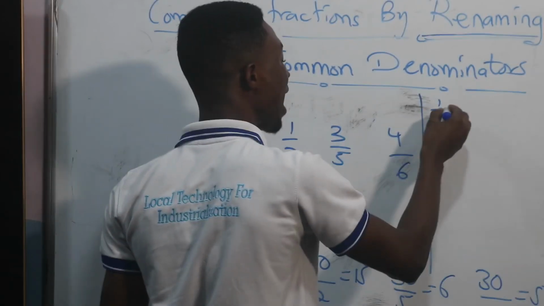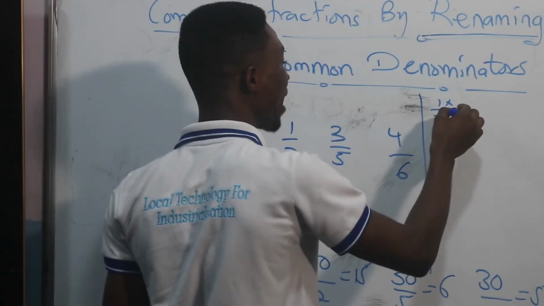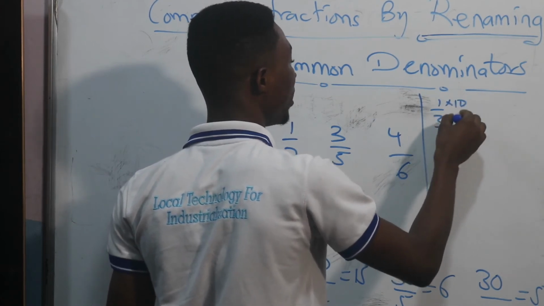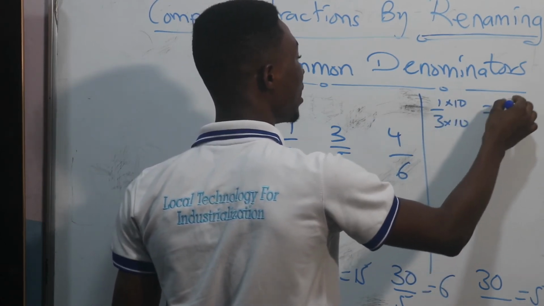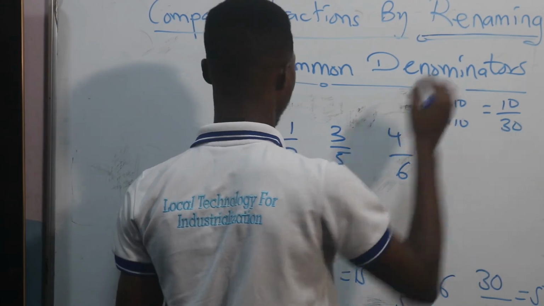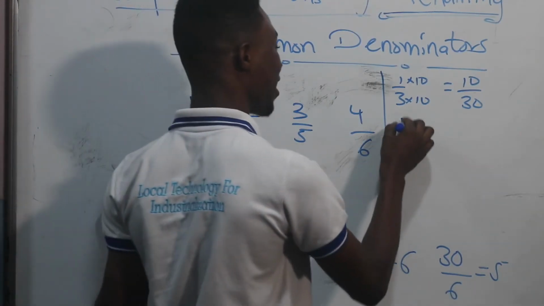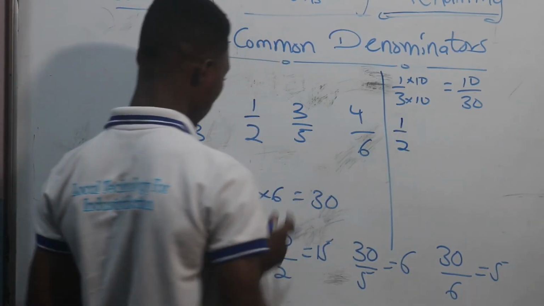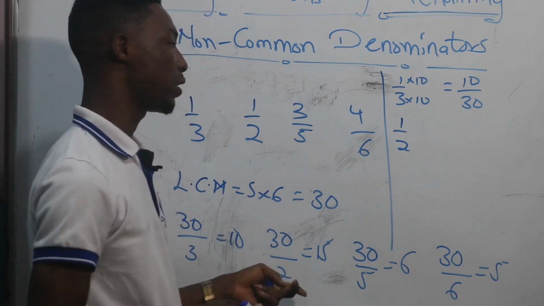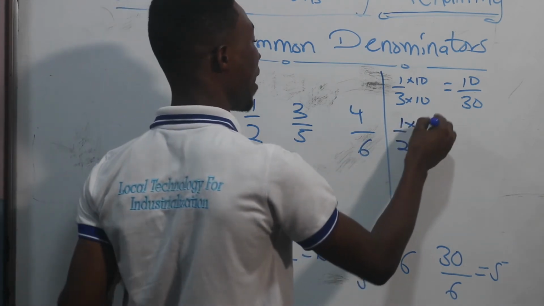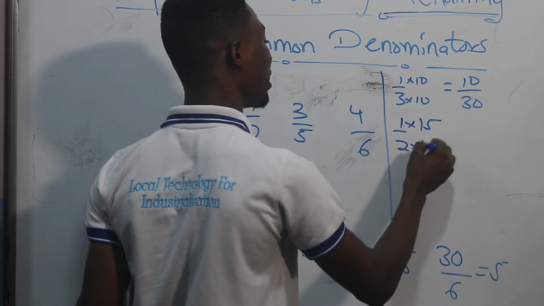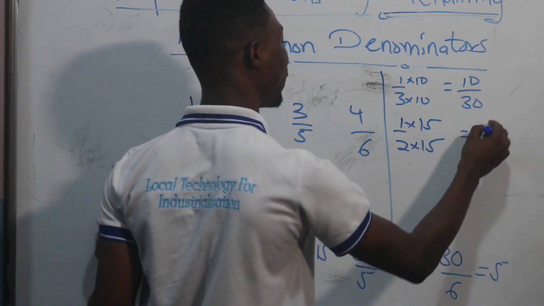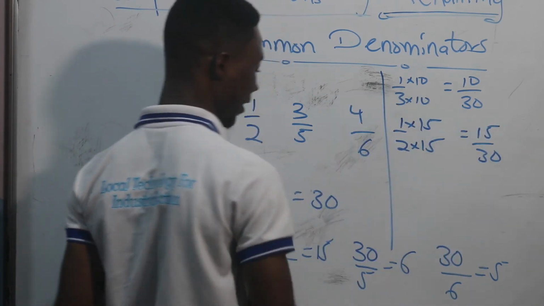So I take 1 out of 3 and multiply the numerator by 10, the denominator by 10, and that is going to give me 10 out of 30. So let's take the next fraction, which is 1 out of 2. We know the factor to be 15, so we multiply the numerator by 15, the denominator by 15, so we get 15 out of 30.